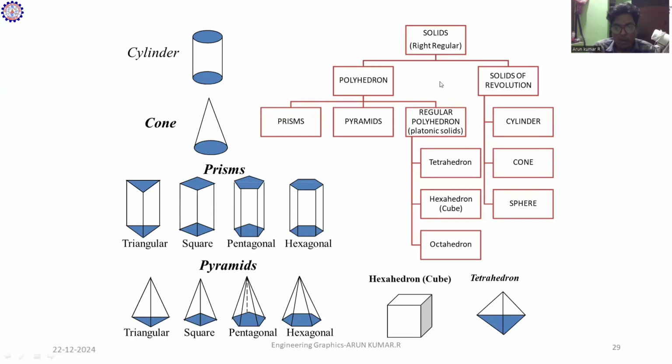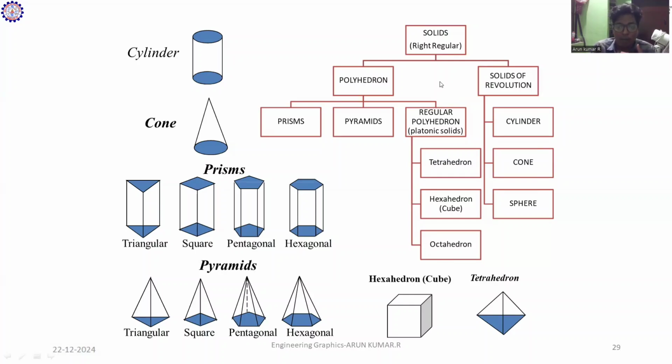So what is a solid? A solid has a regular shape, with a uniform, defined size. The solid can be further classified into polyhedron and solid of revolution. What is the classification? What are the types of polyhedron? They are called prisms, pyramids, and regular polyhedra.